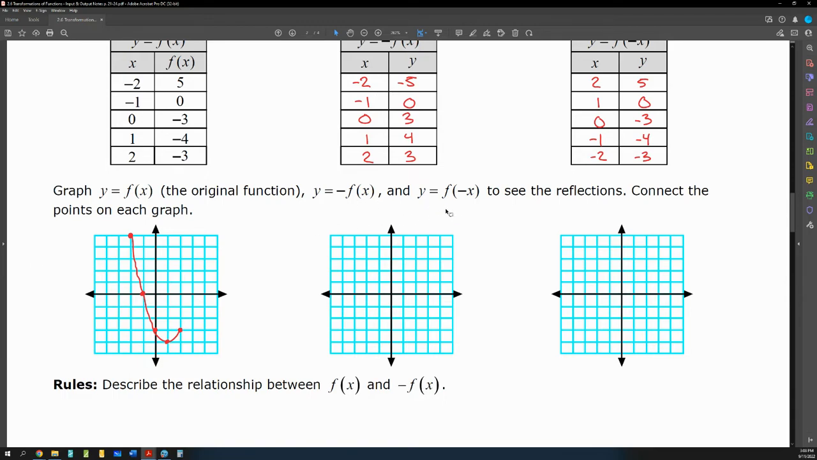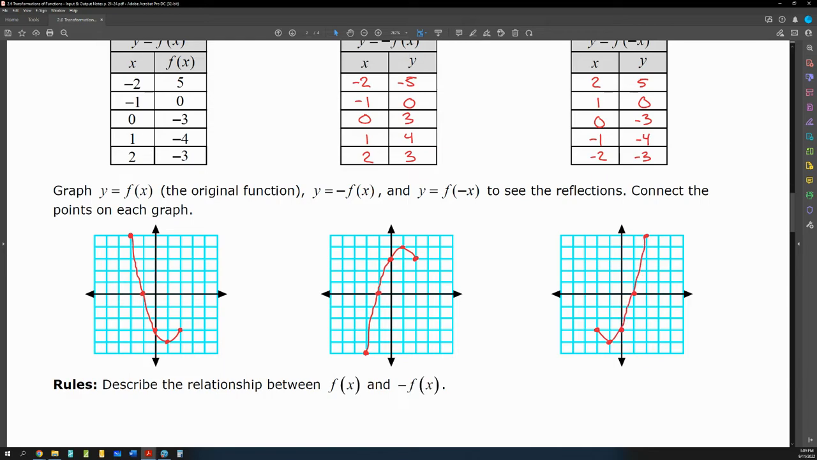Now, when I graph y equals -f of x, let's go ahead and plot those points. We have -2, -5, so that's at the bottom of our grid. -1, 0, 0, 3, our y-intercept, 1, 4, and 2, 3. Connect those dots. And you might be thinking about what observations you're making here. We'll go ahead and describe that below. But let's go ahead and graph that last one, y equals f of -x. So we have 2, 5, all the way at the top of the grid. 1, 0, 0, -3, -1, -4, and -2, -3.